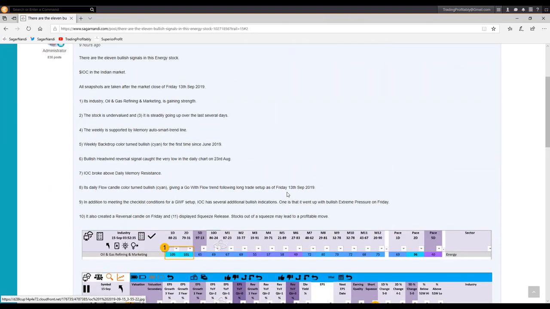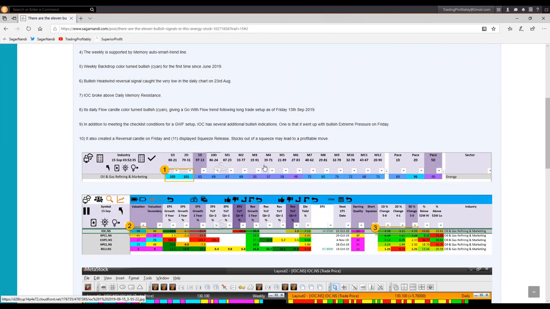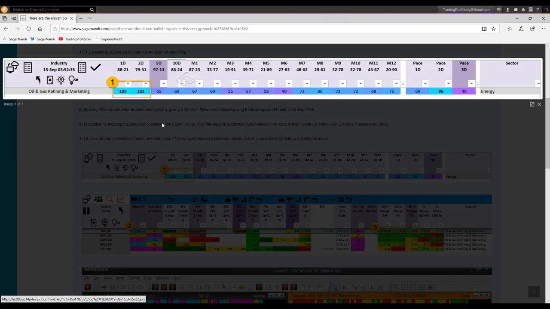These are the 360 degree snapshots that I attached for the stock. The stock is in the energy sector, in oil and gas refining and marketing industry. The industry was weaker earlier, more magenta than cyan, and now over 1 day period and 2 day period, the score is cyan. So it strengthened considerably.